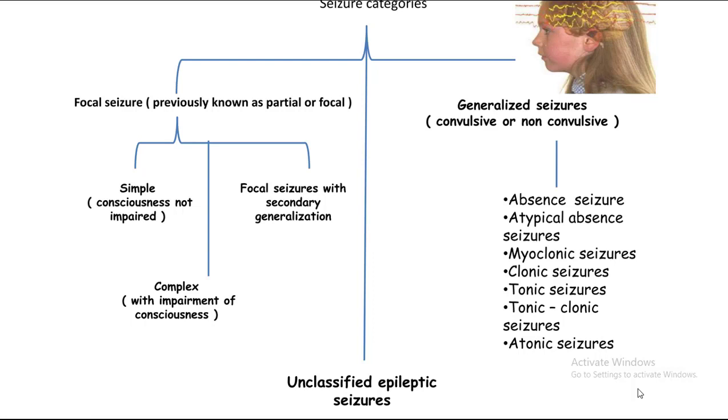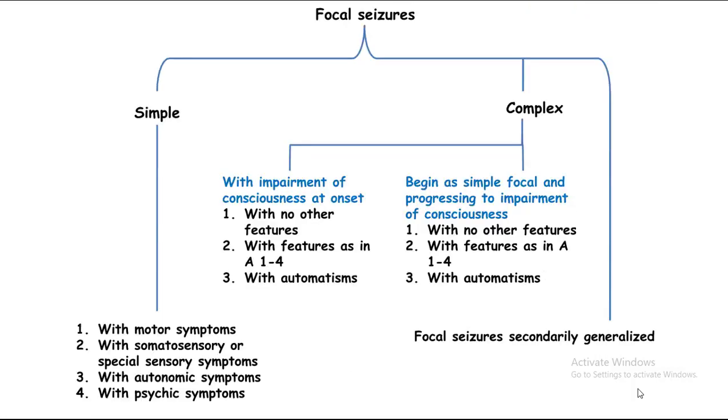In complex, no, there is impairment of consciousness. قد يكون مصاحبة لها موتور أو sensory أو other phenomena. ممكن أن تبدأ focal و progressed into generalization. وعندنا الآن classified epileptic seizure. إذن هذه أنواع السمبل والcomplex والfocal with secondary generalization.